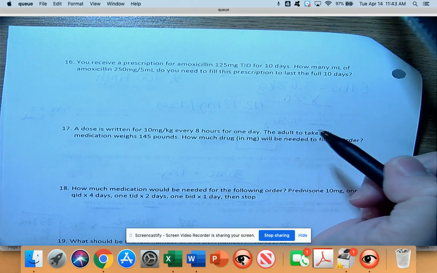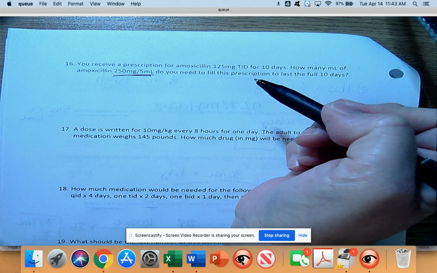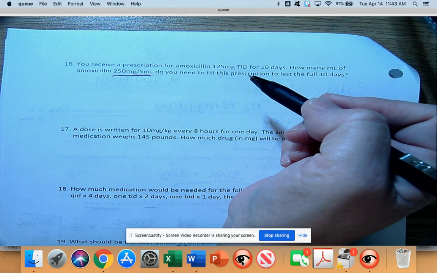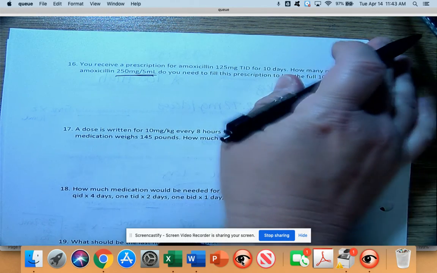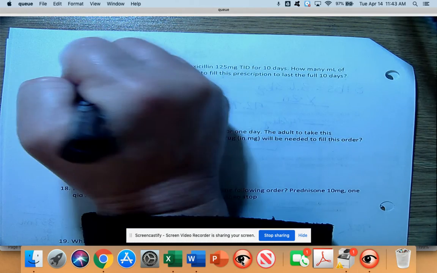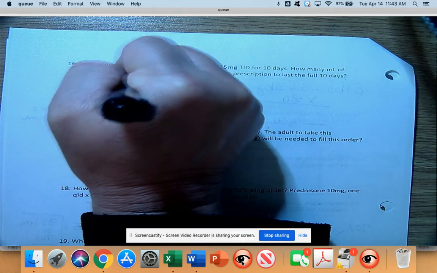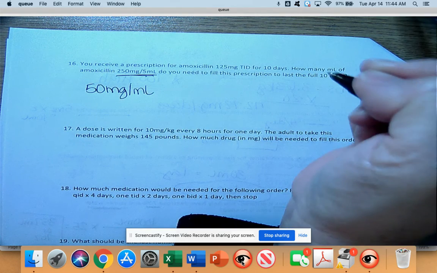First off, let's get this per 1. It'll just kind of make it easier to figure out what the dose is going to be, or how many mLs are going to take each time. And then we can go from there to figure out how much we're going to need for 10 days. So if I take 250 and divide it by 5, that's going to tell me that what I have in stock that I'm going to have to dispense from is 50 milligrams per milliliter.